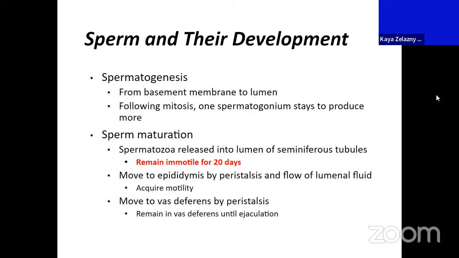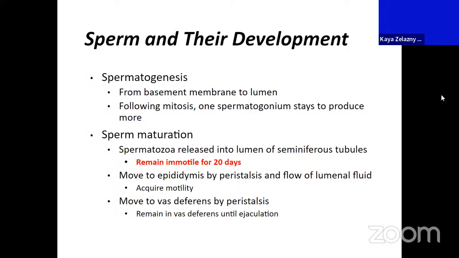So after that process of division, so those different parts of meiosis, and then the differentiation of the spermatids into the spermatozoa, those spermatozoa are in the lumen of the seminiferous tubules, but they're not fully mature, which is why I was trying to avoid that word a little bit. So they have to stick around in the lumen of the seminiferous tubules for a little while. So they stay there for about 20 days. And during that time period, they can't move. So they're immotile for a fair while.